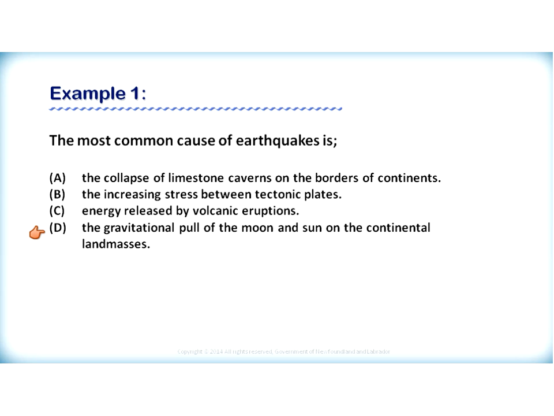Of the choices, we notice that B will be the most common cause of earthquakes. Energy released by volcanic eruptions may cause a very shallow and very mild earthquake, but the most common cause of earthquakes will be B, the increasing stress between tectonic plates. And when this strain is released, it can cause very large earthquakes, such as those associated with transform plate boundaries and convergent plate boundaries.